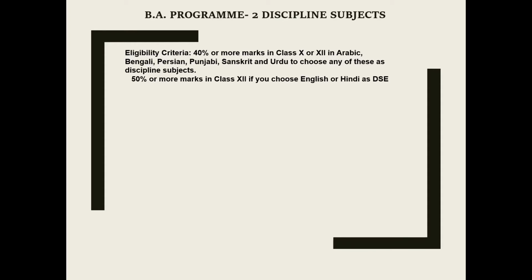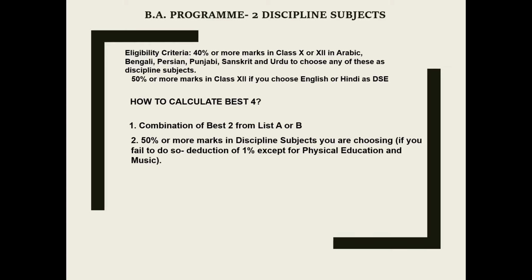A very important question: how will you calculate your best 4? You make a combination of 2 subjects using list A or list B, which means you can choose any subject from these 2 lists. Then for the remaining 2 subjects, you have to choose the subject which you are taking as your discipline subject. Suppose I want to take history as one of my discipline subjects, so I will include my marks of history in the calculation of best 4. If I fail to do so, then I face a deduction of 1%.